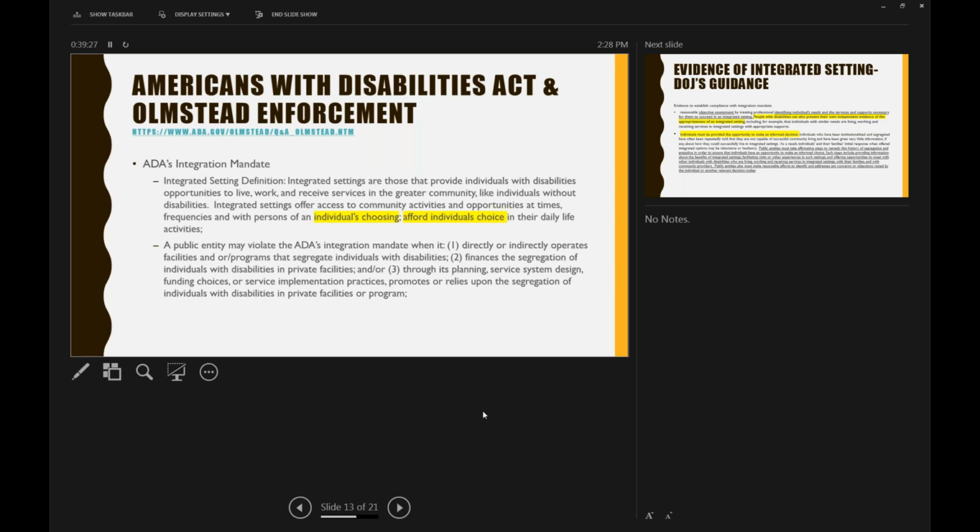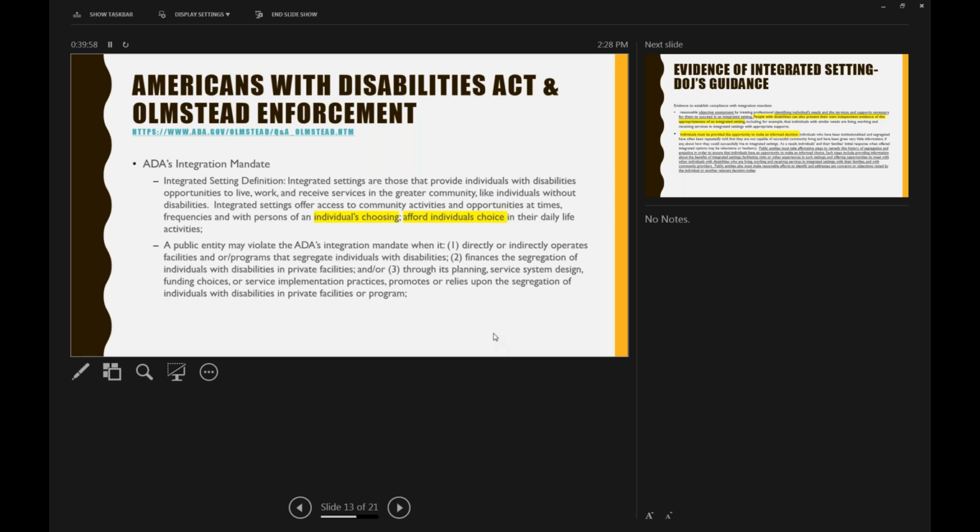So the ADA's integration mandate defines integrated settings as those that provide individuals with disabilities opportunities to live, work, and receive services in the greater community, like individuals without disabilities. Integrated settings offer access to community activities and opportunities at times, frequencies, and with persons of an individual's choosing. They are afforded a choice in their daily life activity.